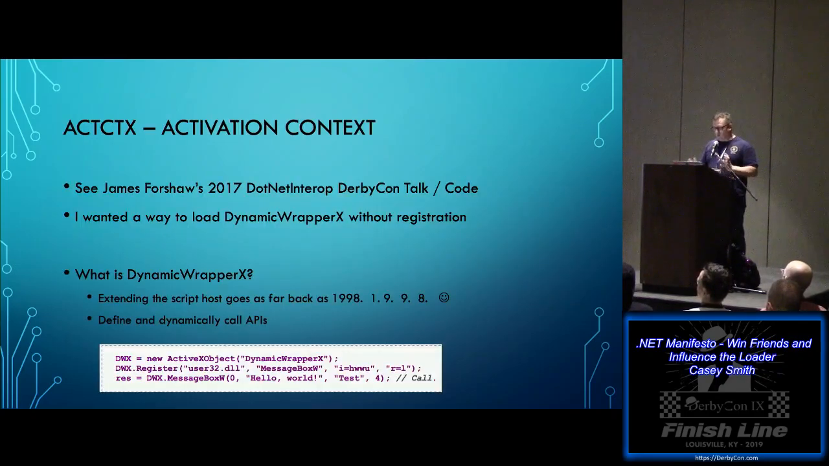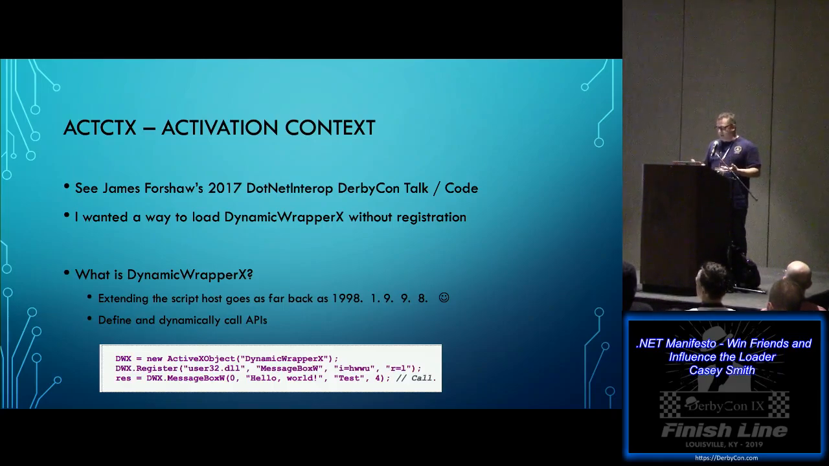Okay, so let's bring it to a practical step. In 2017, James Forshall did a really good talk on .NET interop, and he describes the activation context class. Let me give you a little background on why this was interesting to me. DynamicWrapperX is a really interesting DLL that extends the script host, I guess is a nice way to say it. It lets you map API calls directly through VBScript or JScript. Why is that interesting? Because normally you can't just call LoadLibrary directly from a VBScript or JScript file.